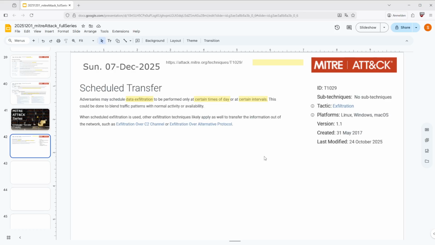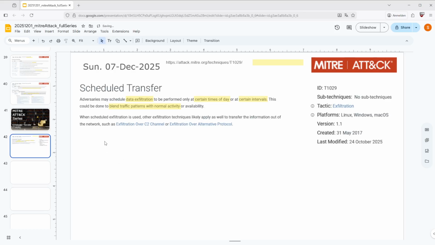And that's interesting. It might be that administrators do that, these scheduled tasks. So if something repeats every week, you might think it's a good script, but it's not necessarily. And what else do we have? This could be done to blend traffic patterns with normal. Sometimes I should just read the next sentence because it says exactly what I just said. So, blend with normal activity.